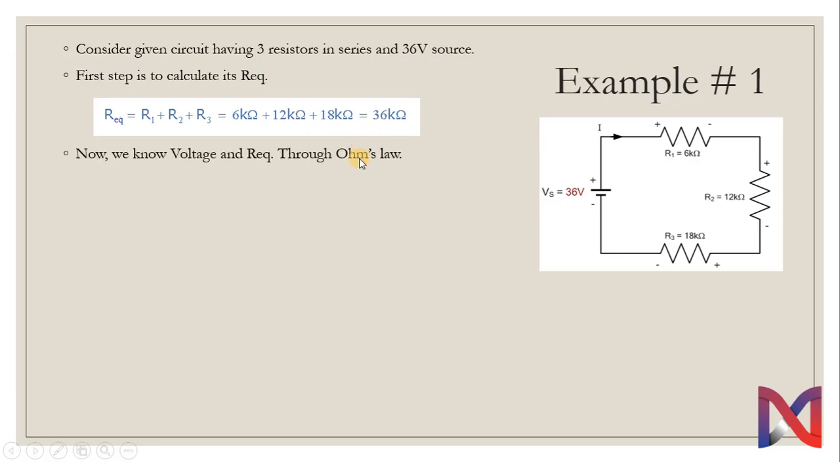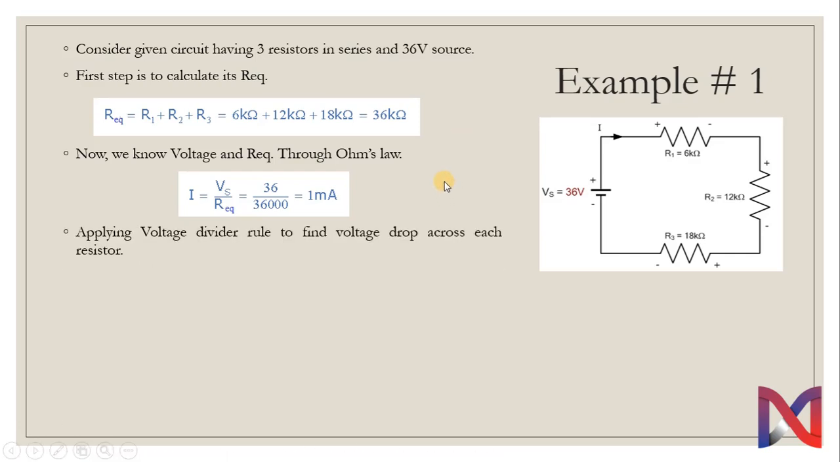Now that we know the R equivalent, through Ohm's law we can find the total current which is entering the circuit. As it's a series connection, the current remains the same. So the current will be Vs divided by R equivalent: 36 divided by 36,000, meaning 36 kilo ohm. So the result will be 1 milliampere.